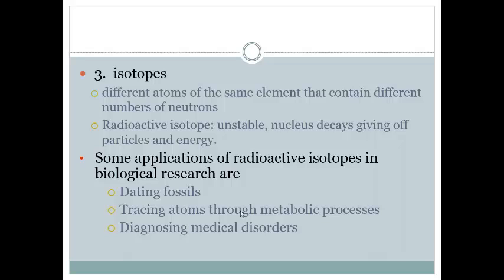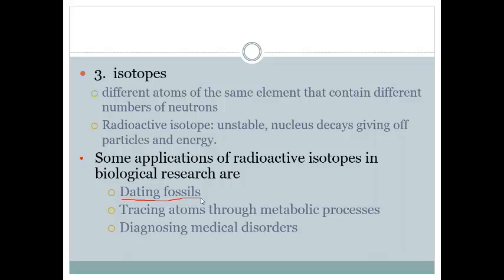Some of these isotopes are radioactive. To be radioactive means that the nucleus decays. In particular, the neutrons break down and it releases energy. The protons don't break down. If they broke down, it would actually turn into a different element. These radioactive isotopes are used for many applications in biology. One thing that they're used for is dating fossils.